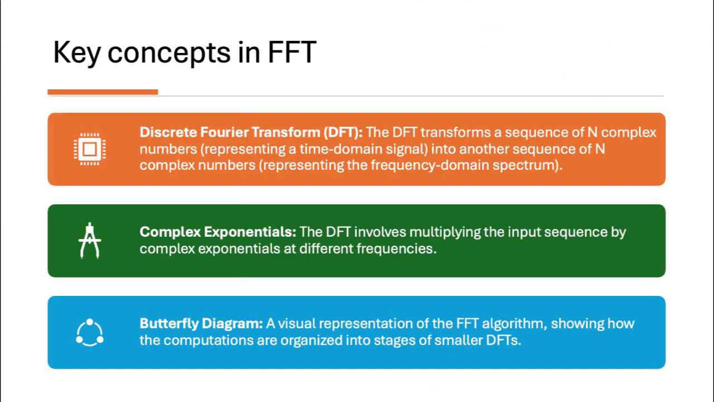Key concepts in the Fast Fourier Transform include the discrete Fourier transform, which converts a sequence of n complex numbers, representing a time domain signal, into another sequence of n complex numbers that illustrate the frequency domain spectrum. The DFT process involves multiplying the input sequence by complex exponentials corresponding to various frequencies.